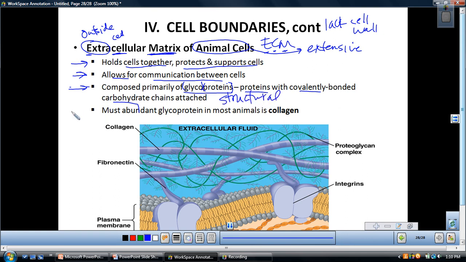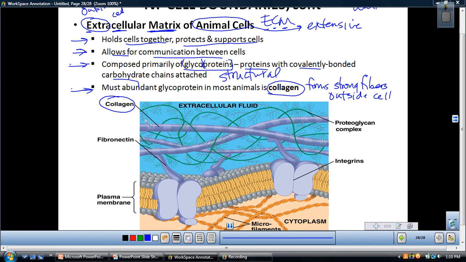The most abundant of the glycoproteins that we have in our extracellular matrix is collagen. Collagen forms strong fibers outside the cell. So collagen, if you look in the diagram, is right here. You can see this is an electron microscope picture view. The collagen are these big purple strands that you see going across. You can see how extensive they are. They're very strong, and it's on the outside of the cell, because here's the phospholipid bilayer right here, and then here's the cytoplasm, so that's inside the cell. Okay, so this is outside.